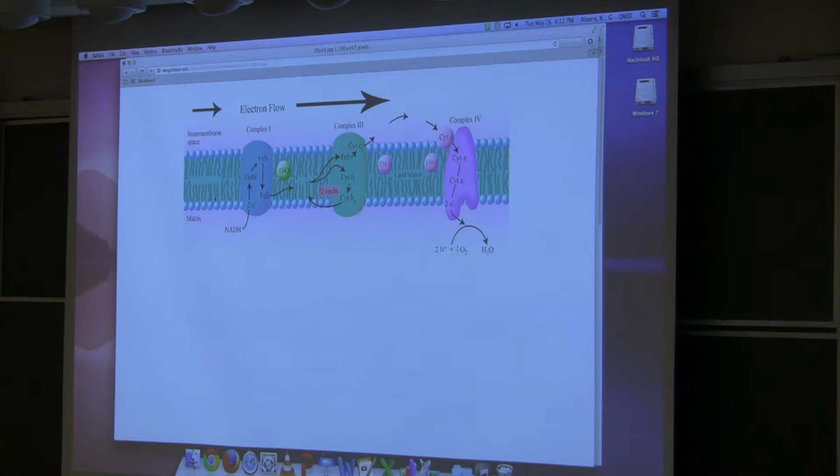You might say, what's the intermembrane space? You haven't told us about that. That's the space between the inner membrane and the outer membrane. A little gap in there. Okay? So protons are being kicked out of the matrix and into the intermembrane space.